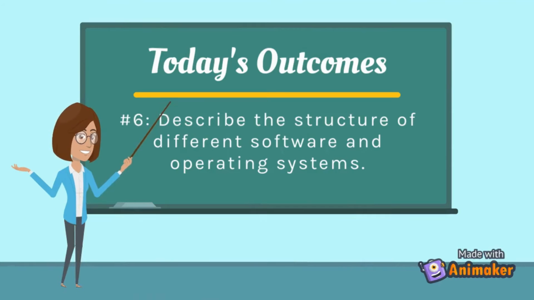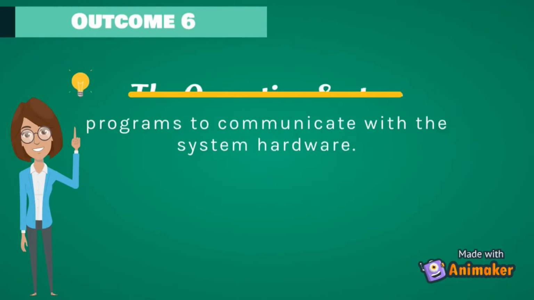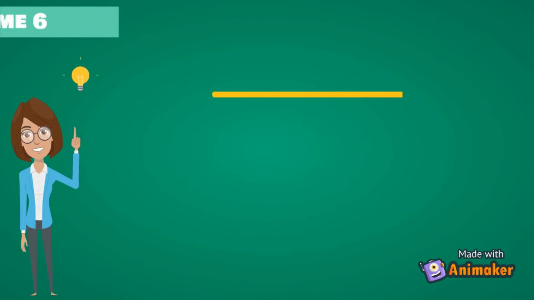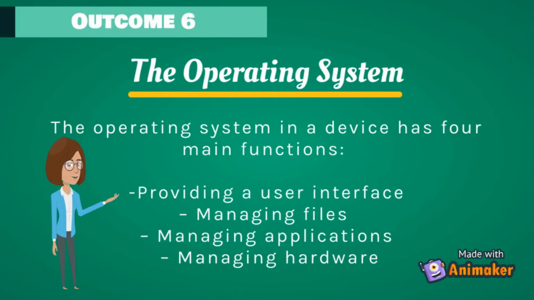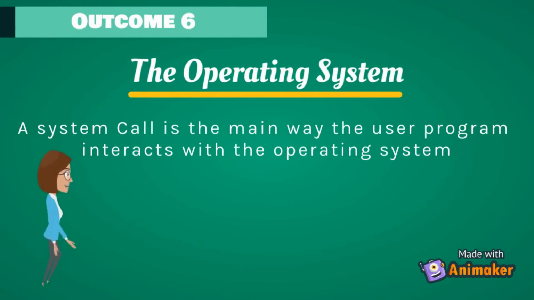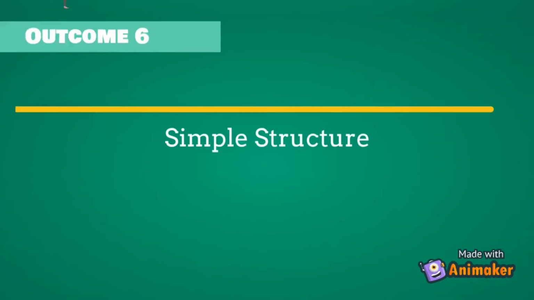Describe the structure of different software and operating systems. The operating system. The operating system is a framework that enables user application programs to communicate with the system hardware. The operating system in a device has 4 main functions: providing a user interface, managing files, managing applications, and managing hardware. A system call is the main way the user program interacts with the operating system.